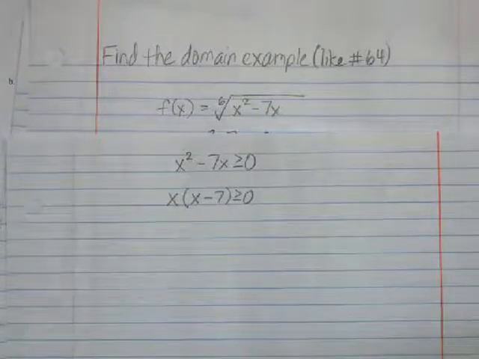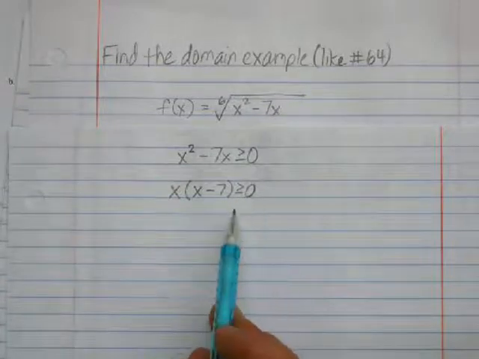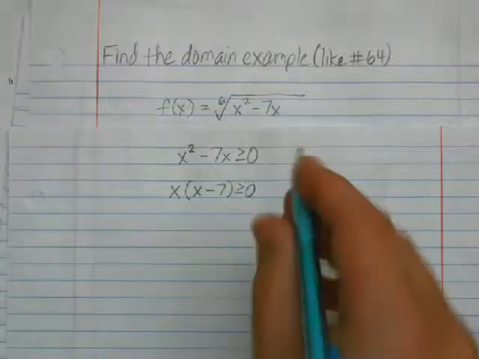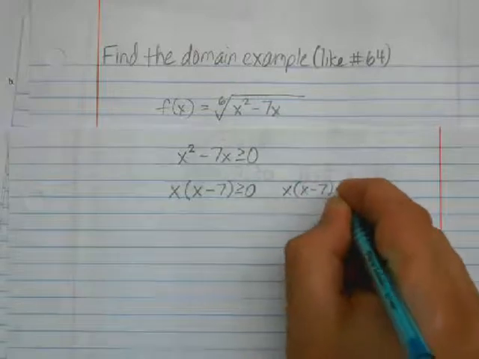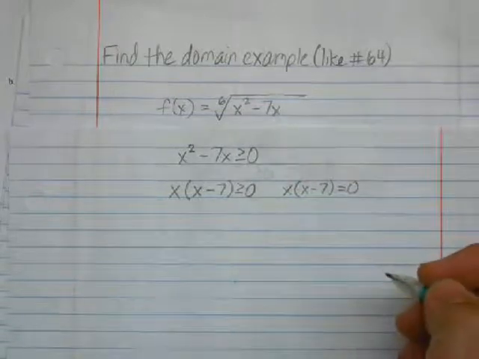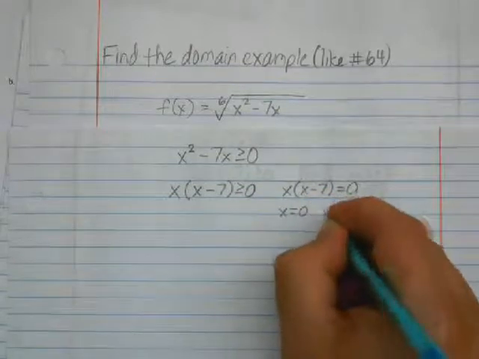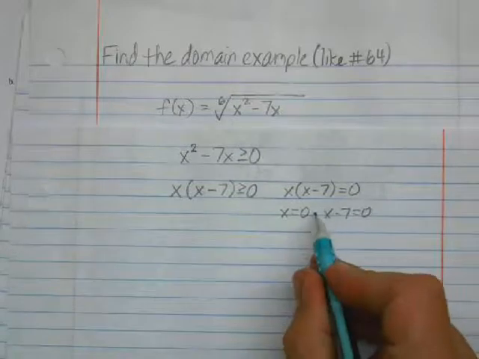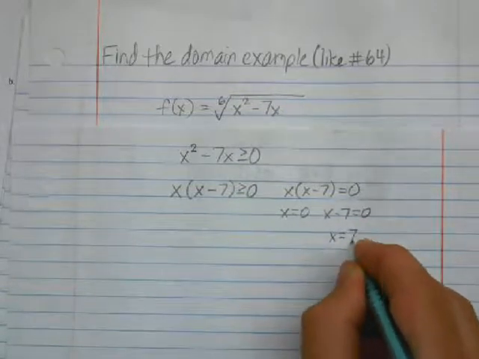If this was an equal sign, we'd set each factor equal to 0 and solve. Well, we really can't do that with this inequality sign. So what we're going to do, though, is go ahead and solve it as if it were equal to 0. Setting each factor equal to 0, I get x equals 0, and then solving this one, I get x equals 7.